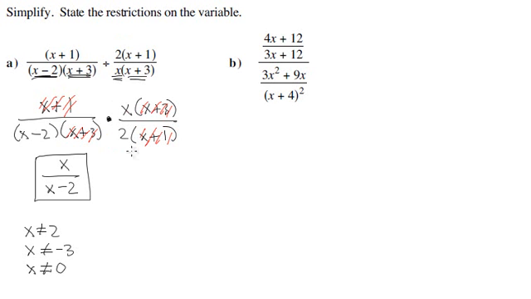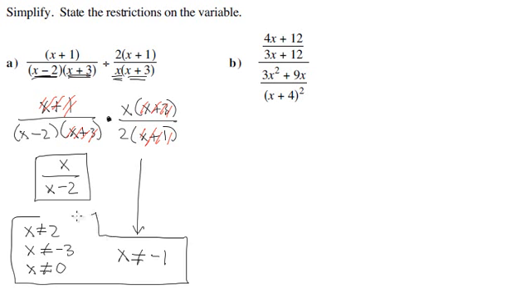Then we flip this over, and now we get a new thing. We get x plus 1 in the denominator now. That gives us one more non-permissible value. X also can't be negative 1. So all 4 of these are the restrictions on the variable.